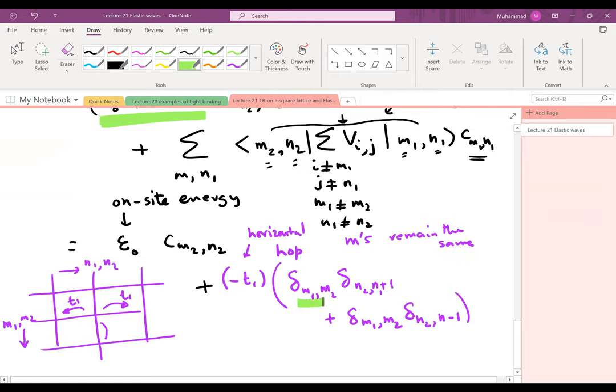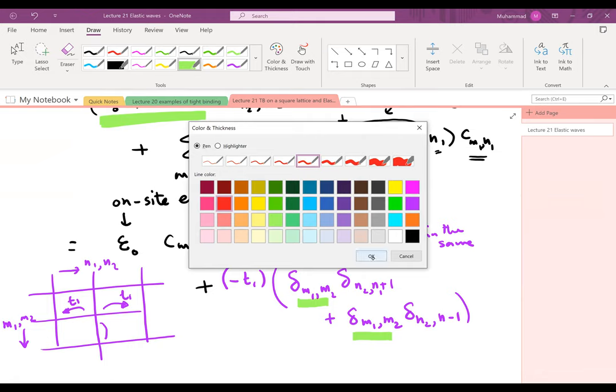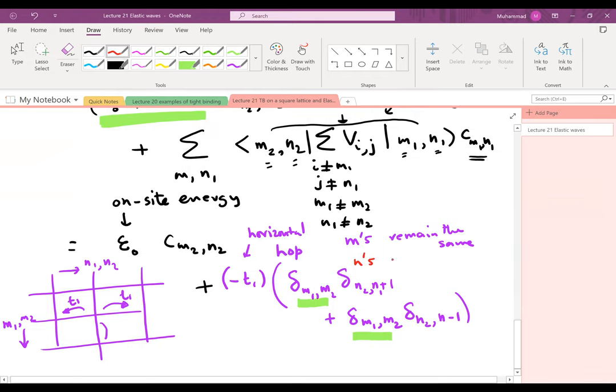That's why my m1 and m2 form a Kronecker delta, but my n's can increment or decrement by one. So n's can go by plus minus one. Therefore my n2 could be n1 plus one, or my n2 could be n1 minus one.